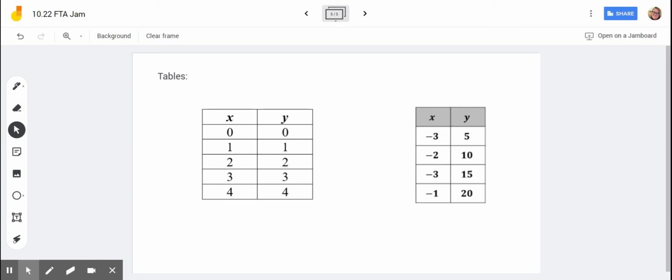We have a table. And sometimes our tables are going to say input and output just like they do with our maps. But we need to remember that input means x and output means y. So this is the same as x, and this is the same as y. Here, we're looking in our x side, our input side, to see if an x value repeats. So we have 0, 1, 2, 3, and 4. None of our x values show up more than once. So because they don't show up more than once, this is a function.